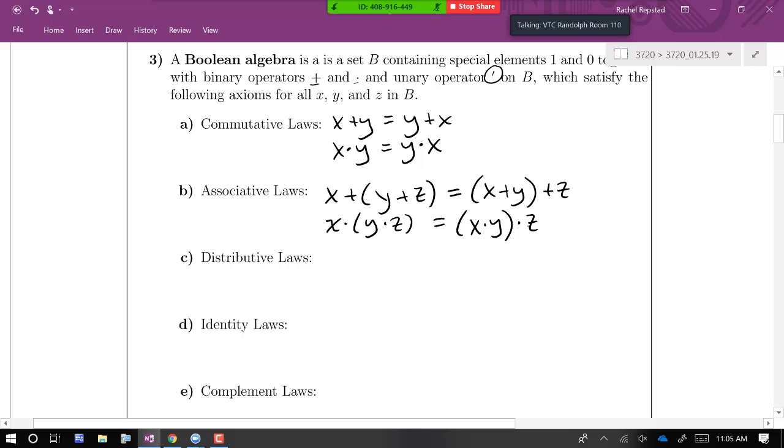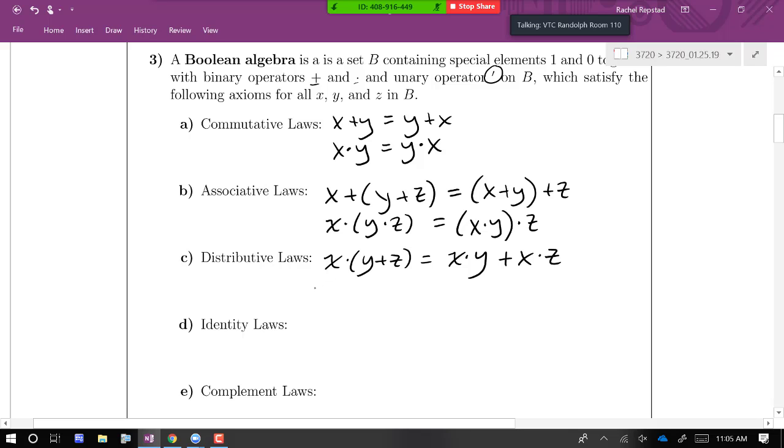We have distributive laws. Each operation distributes over the other. Now, one of the ways in which we see this happen is that times distributes over plus, and when we write this out, this feels very normal, right? This feels very familiar because times distributes over plus in regular old algebra. But in a Boolean algebra, plus also distributes over times.